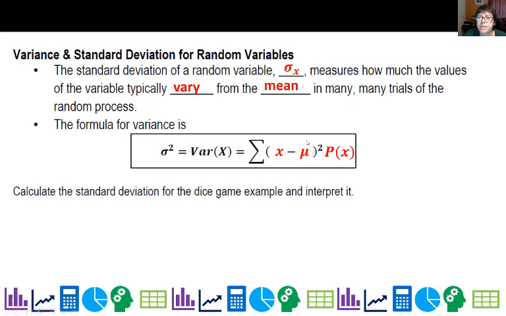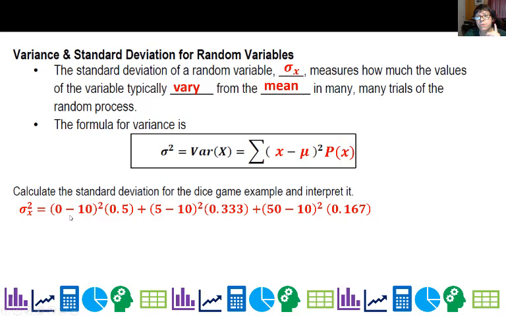This formula is written for variance. So sigma squared, the variance: my first value was 0, my average was 10. I'm going to square it, and the probability of getting 0 was 0.5. My second value was 5, subtract the mean, square it, and the probability of getting a 5 was about a third, about 0.333. Then my last value was 50, subtract the mean, square it, and multiply it by 0.167. And I get an ugly number, roughly 325. Well, I can take the square root of that to get the standard deviation, and it's about 18.03.